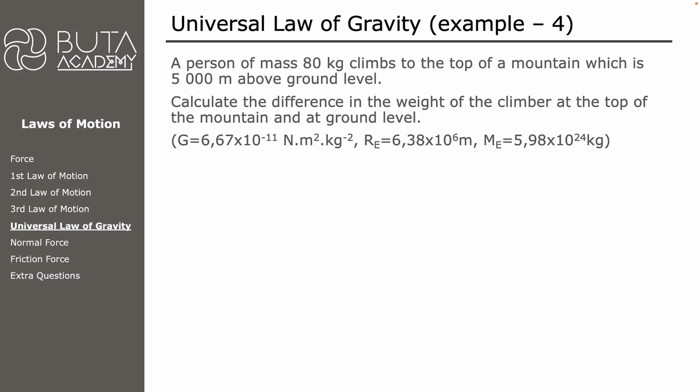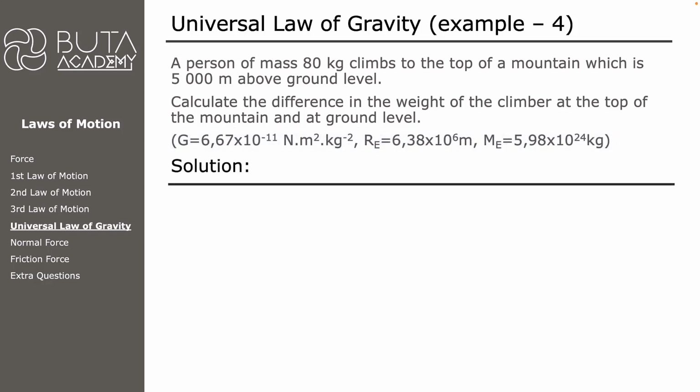We are asked to calculate the difference in the weight of a climber at the top of a mountain and at ground level. Mass of the climber is 80 kgs, and the height of the mountain is 5,000 meters. The question also provides us with all the constants required in our calculations. To calculate the difference of weights, first we need to calculate the weight of the climber on the ground and then at the top of the mountain, and then subtract these two values. Let's start with the weight of the climber on the ground level.